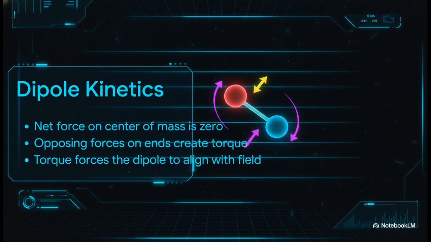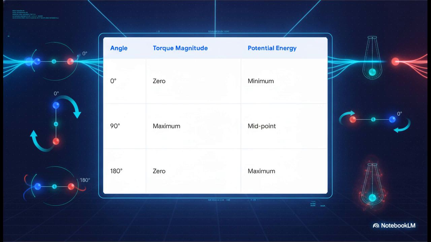However, because those opposing forces are acting on different ends of a rigid structure, they create a twisting force, a torque, and this torque forces the entire dipole to spin in place. The dynamics of this spin depend entirely on the dipole's angle relative to the field.